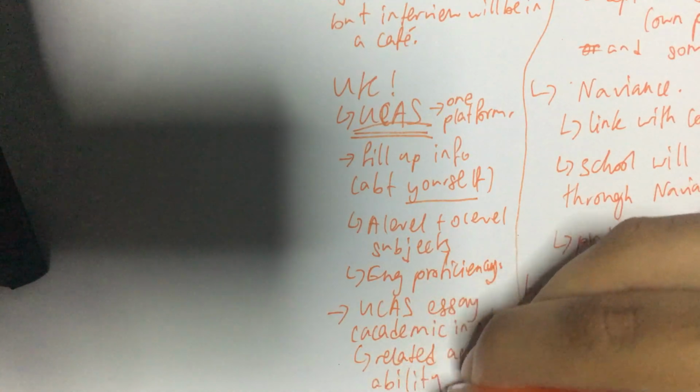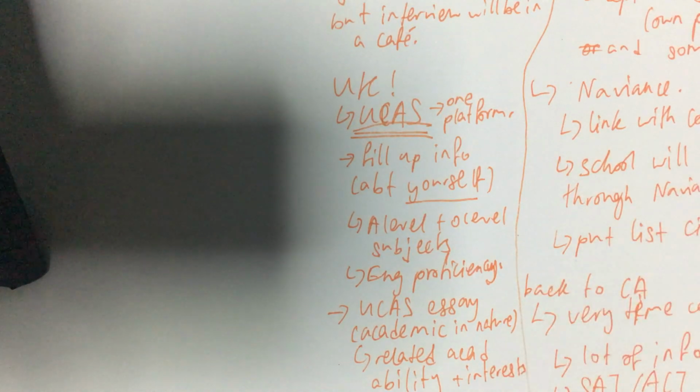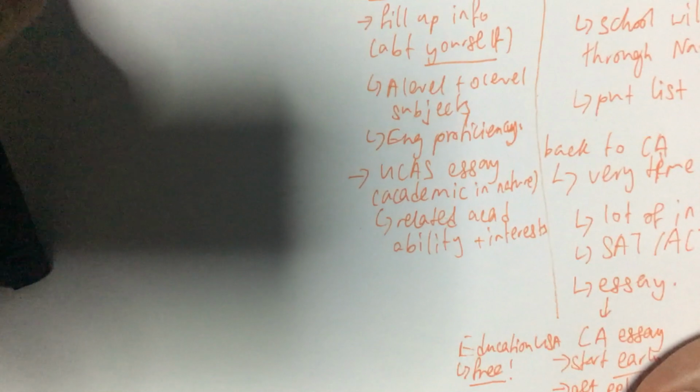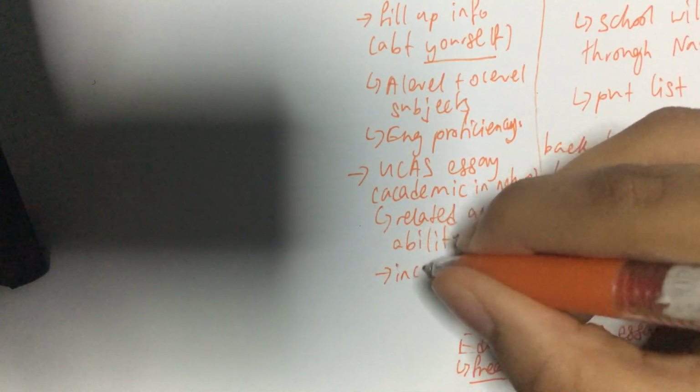You can talk about your academic achievements, and at the end, maybe you can include your other interests very briefly, like, oh, I'm interested in this particular sport or something like that. You can just say that really briefly at the end.